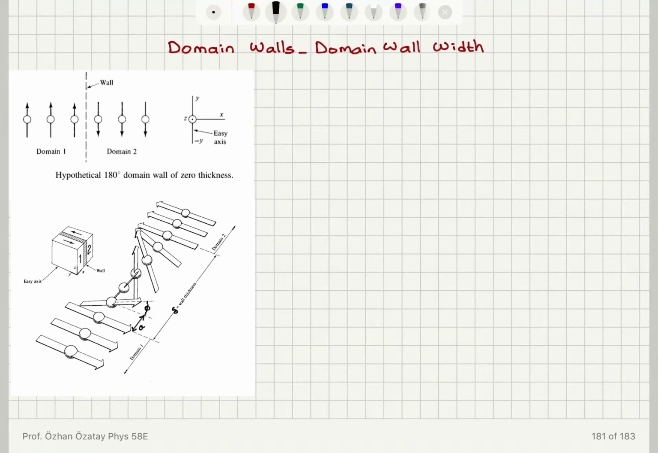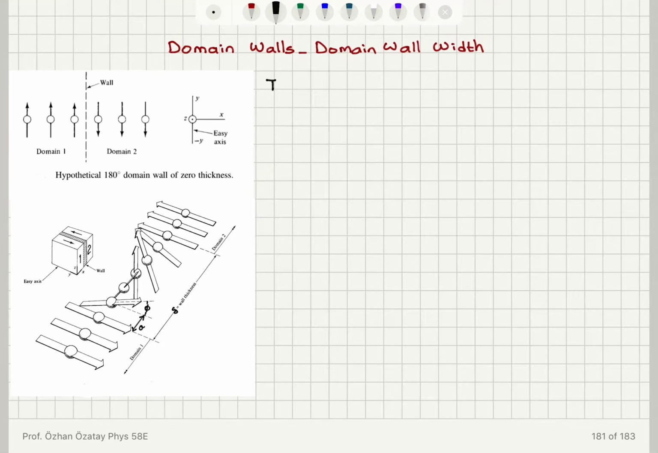We will now talk about domain walls and domain wall width. Basically we're dealing with the boundary between two domains. There are two possibilities in terms of the energy of the configuration for these boundaries. It can be either infinitesimally small, or it can have a transition between the domains. So we will talk about what energy terms derive these two limits.